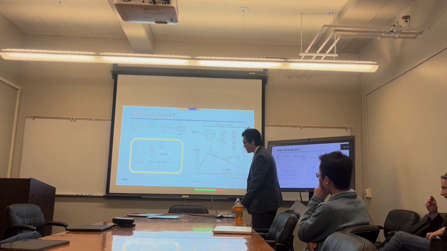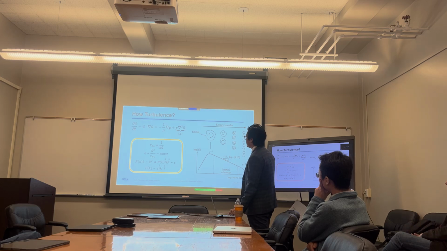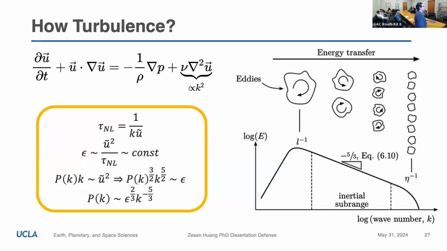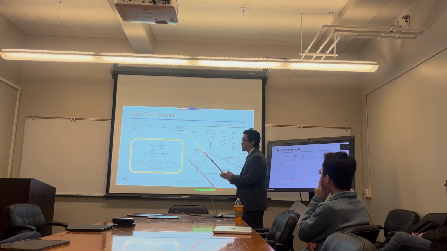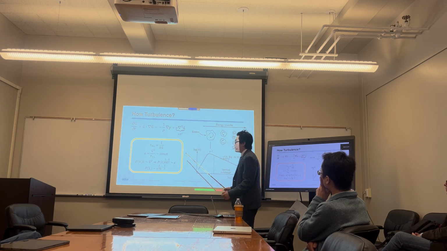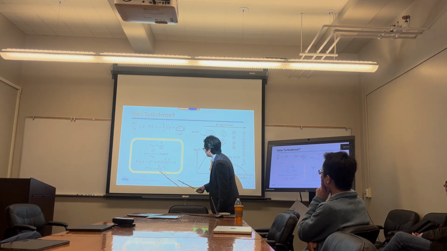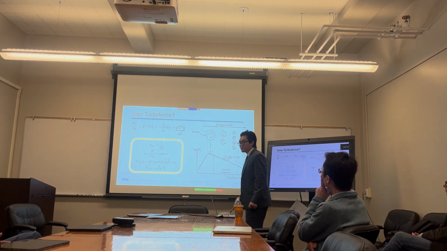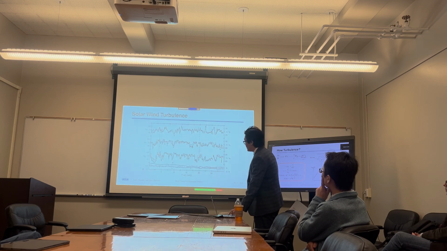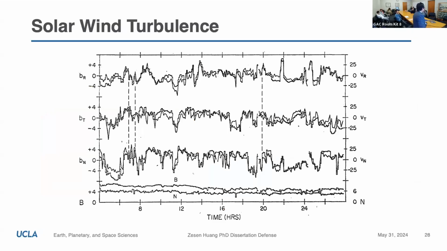A very famous mathematician, Kolmogorov, in 1941, using this phenomenology, derived that if this happens, the energy does not get lost in the intermediate scales. The power spectral density of the velocity perturbation would look like P(k) proportional to k to the negative 5/3. That's usual fluid turbulence, right?